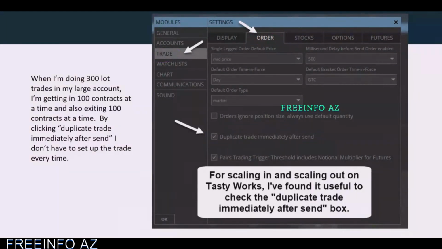If you're doing 3 contracts, you could do this 1 contract at a time, 1 spread at a time, and that's fine too. Either way is fine there.